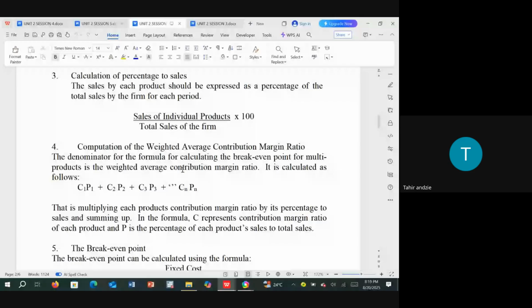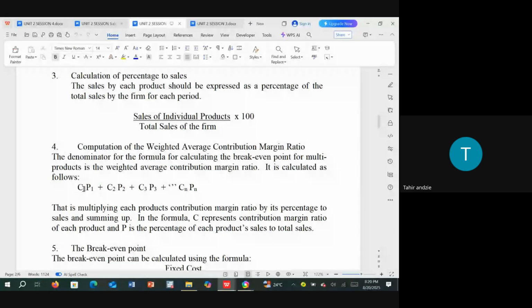How do we determine that? The denominator for the formula for calculating the break-even point for multi-product is the weighted average contribution margin ratio. And how do you calculate that? It is calculated as follows: C1P1 plus C2P2 plus C3P3 plus, etc., CnPn, to whatever quantity of products you have. So what do we mean by the C? That is multiplying each product's contribution margin ratio by its percentage to sales and summing them up.